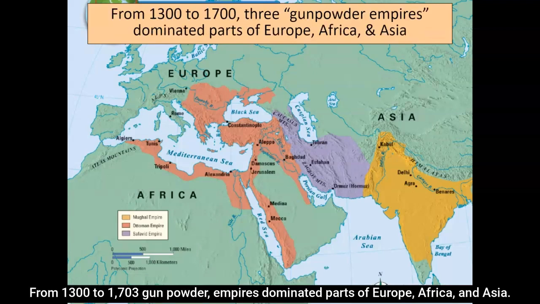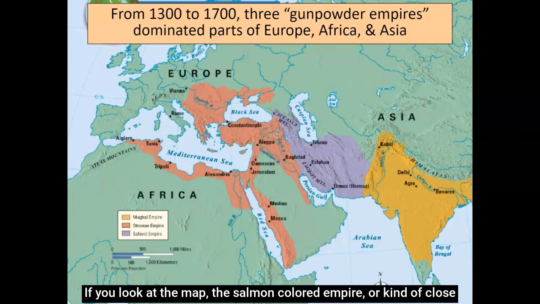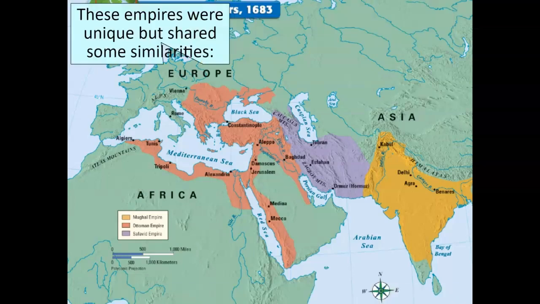From 1300 to 1700, three gunpowder empires dominated parts of Europe, Africa, and Asia. If you look at the map, the salmon-colored empire, or kind of close to pink, is the Ottoman Empire, which is the first we'll talk about. Then we'll talk about the Safavid Empire, which is in purple. And lastly, we'll talk about the Mughal Empire, which is the one you see in yellow.